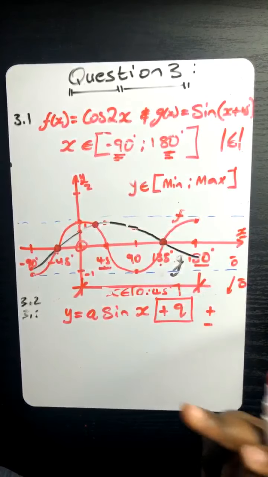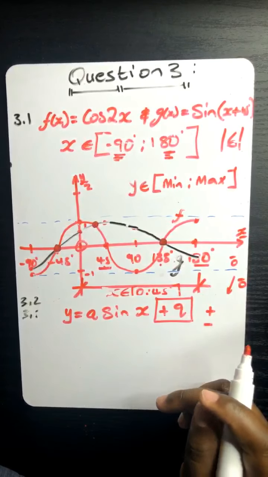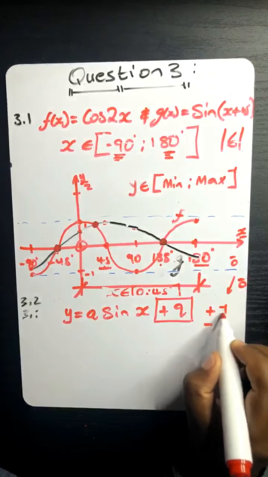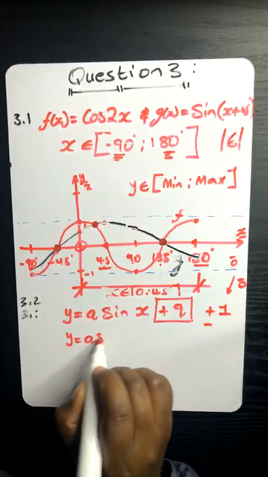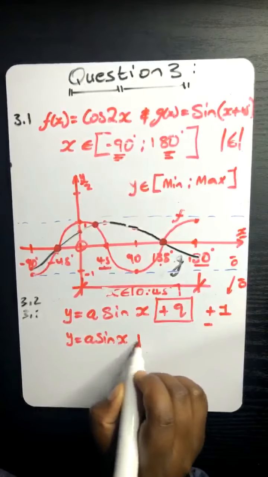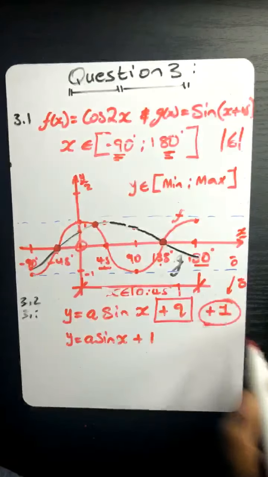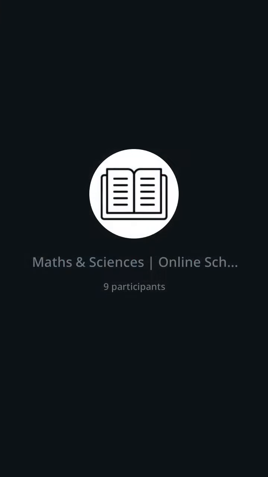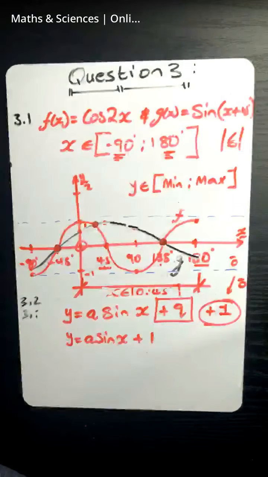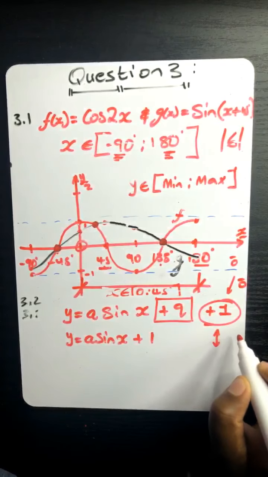So in the question, they said it shifts up by 1 unit. That means it shifts by plus 1. So that means y equals a sine of x plus 1. Do you understand this one of vertical shift by 1 unit up? Yes, sir. The up and down shift is as easy as that.